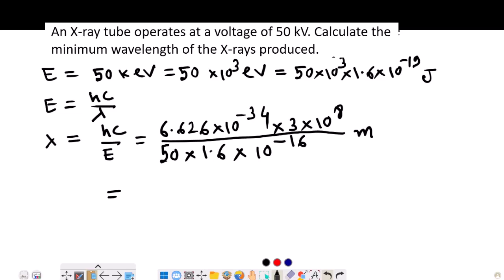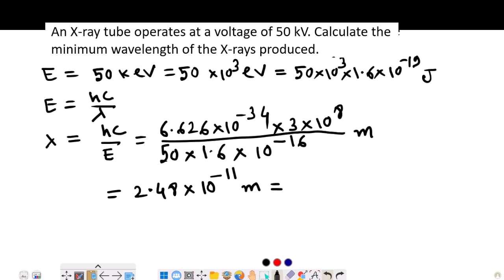Now if we calculate this value, we will get 2.48 × 10^-34 plus 8 times 10^ plus 16, so this is equal to 10^-11 meter.